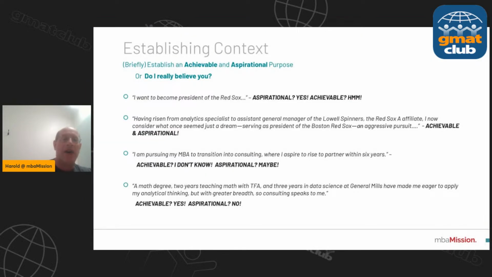So from the perspective, okay, let's layer in something else. A math degree, 2 years teaching with TFA, and 3 years in data science at General Mills have made me eager to apply my analytical thinking, but with a greater breadth. So consulting speaks to me. Achievable, yes. You've just laid out a great example there of a great career path, great steps you can take to achieve the career you want. Aspirational, sort of. And what I mean by that is, okay, where does all of this end? You haven't made it clear where this ends.